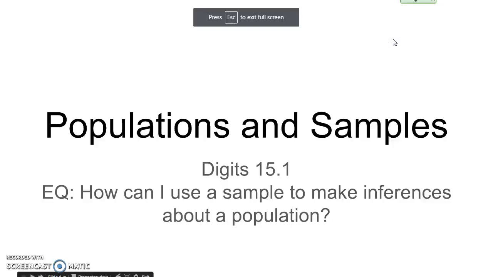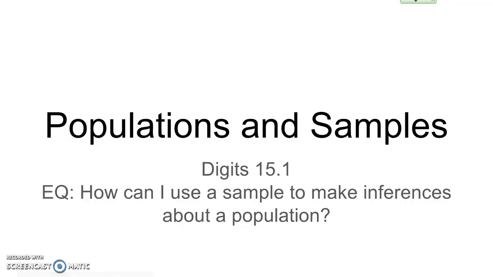Alright guys, today we're starting our next unit on statistics. This is unit 15, and the title for today is going to be populations and samples. In your table of contents, write the title of today's lesson, populations and samples, and then on the next clean sheet of notebook paper, write your title, populations and samples, and then the essential question for today: how can I use a sample to make inferences about a population?